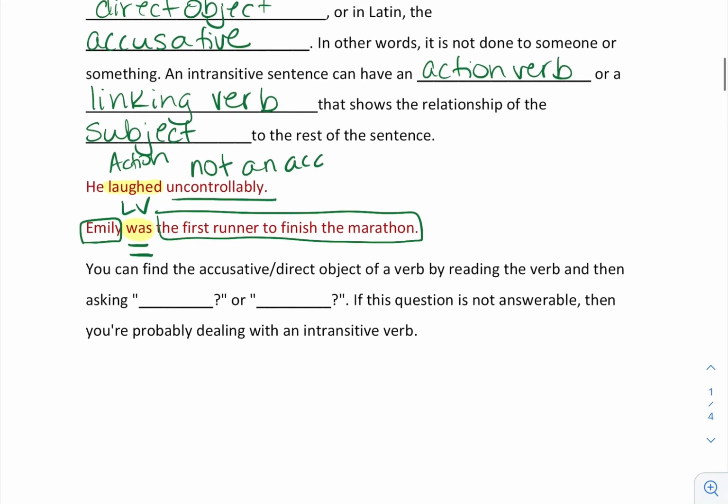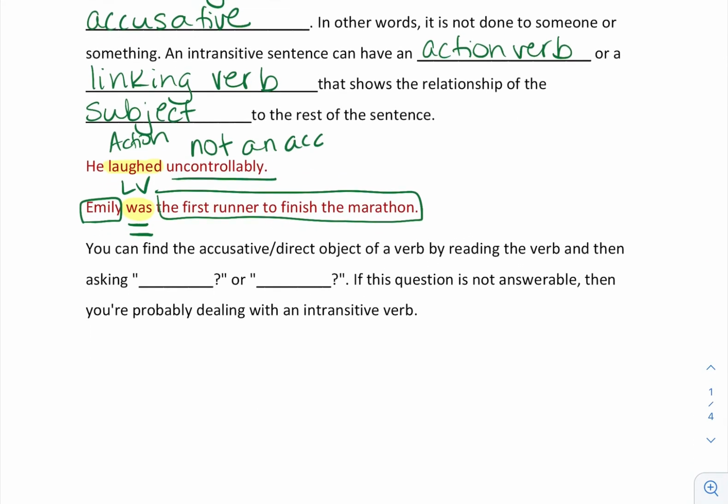So you can find the accusative or direct object of the verb by reading the verb and then asking what or whom. If this question is not answerable, then you're probably dealing with an intransitive verb.